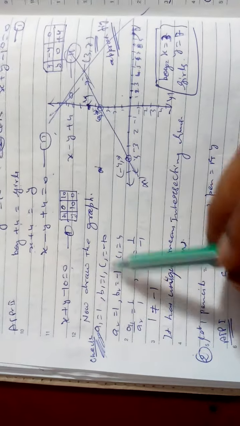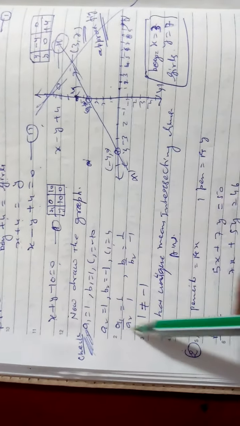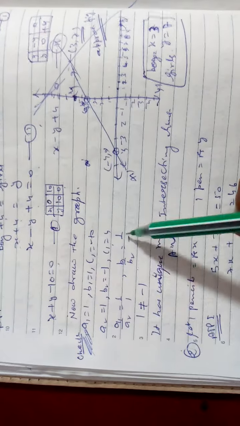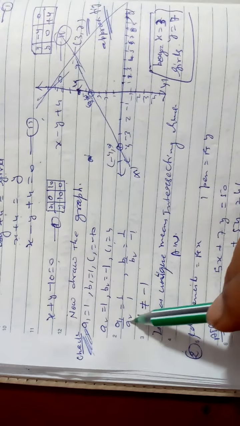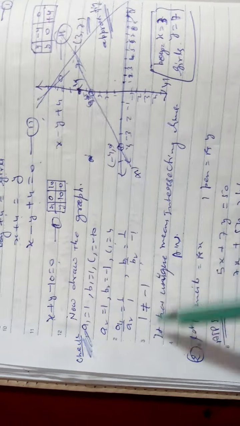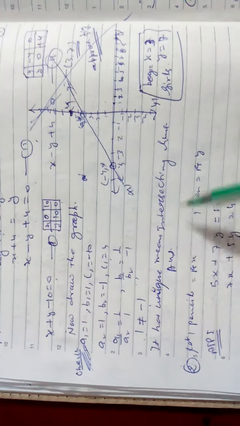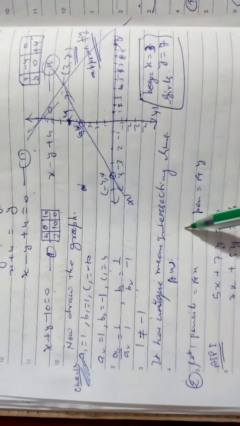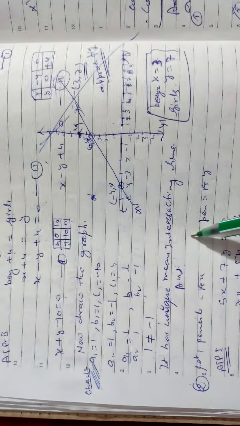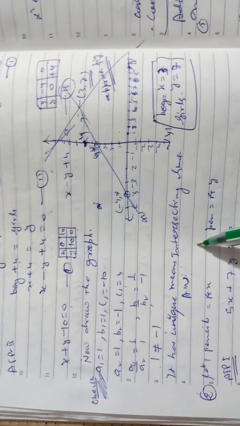a1, b1, c1 I have written, a2, b2, c2 I have written. a1 upon a2 is 1 upon 1. It is 1 and it is minus 1. So it has a unique solution. Why? a1 upon a2 is not equal to b1 upon b2. One has a positive sign, one has a negative. So it has a unique solution, meaning you will get intersecting lines. Where the lines intersect, it is your answer. Solving graphically is your answer.